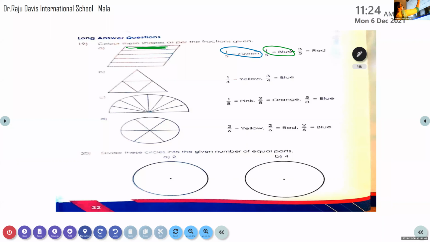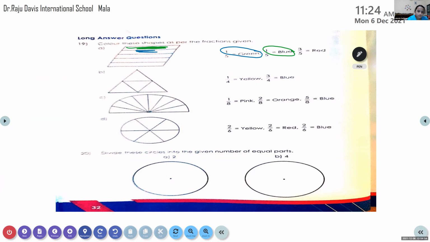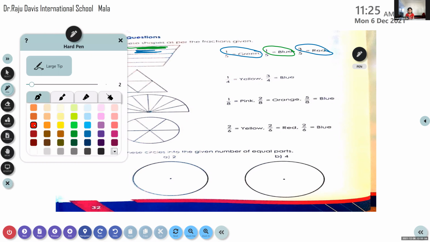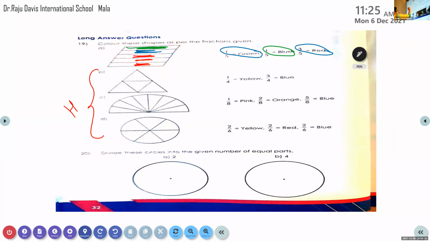Second part. What about the second part? Yellow. Blue. The second part is to be colored with blue. Then red has to be given to how many parts? Three parts. Three parts have to be given a red color. So one part with green, one part with blue, and the other 3 parts with red. And B, C, D are homework for you. You can do it after the class.